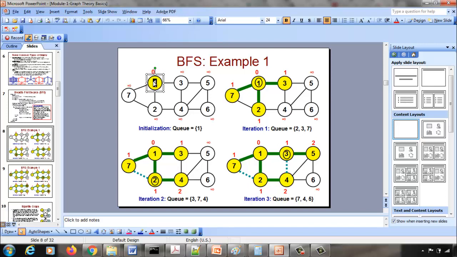As I said, the level number is a measure of the distance. So the distance from the root to itself is 0. Initially we don't know the distance to the other vertices in the graph, so we set their level numbers to infinity. Now we also maintain a data structure called a queue. The queue operates in first in first out fashion. We use this queue to keep track of the vertices whose neighborhood is to be explored. To begin with, we add vertex 1, the starting vertex, to this queue.